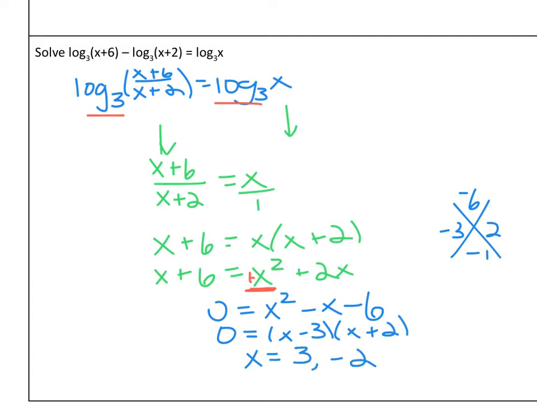But remember, with these, we always need to check. And when I check the negative 2, I would have a negative argument right there, which means we're going to take out the negative 2. And if I check 3, it's okay and everything.